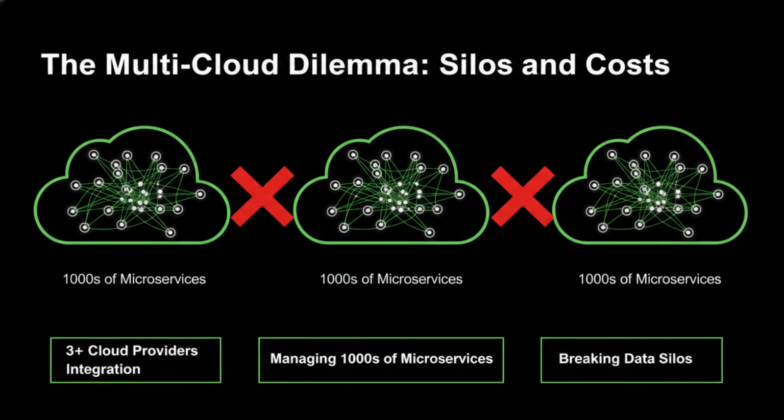The core problem we face is fragmentation. When you operate across 3 or more cloud providers, your telemetry data often ends up in isolated silos. This creates blind spots during cross-service outages. Furthermore, the sheer volume of logs from thousands of microservices can lead to massive egress costs if you are not careful about where you aggregate your data.